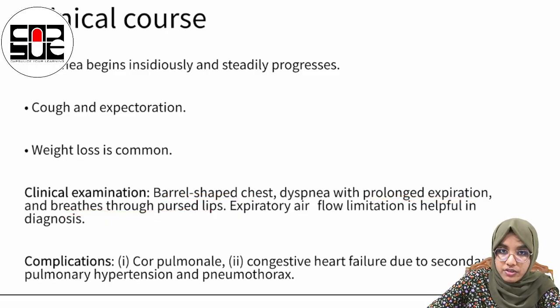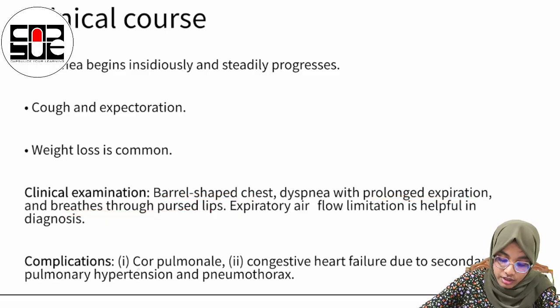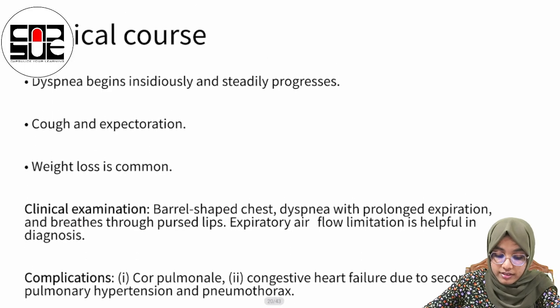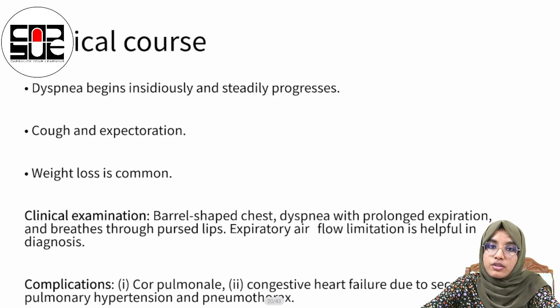What are the complications of emphysema? The complications include cor pulmonale, congestive heart failure because of secondary pulmonary hypertension, and pneumothorax. So this is the clinical course of emphysema. So we discussed the definition of emphysema, the types, we discussed the clinical course, and we discussed the morphology of the lesions which are formed, and also the pathogenesis. Note that the protease antiprotease hypothesis is very important. Now let's move on to the next case.